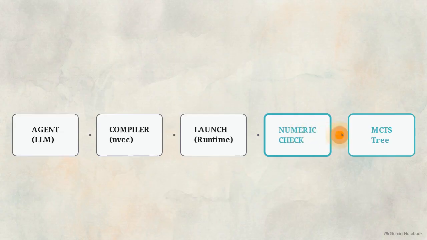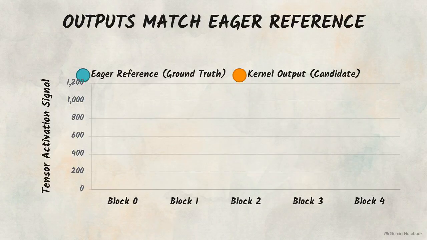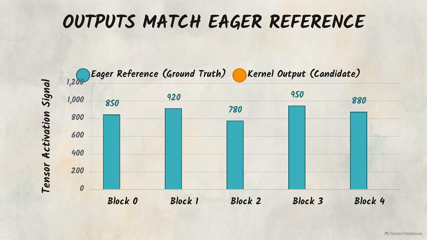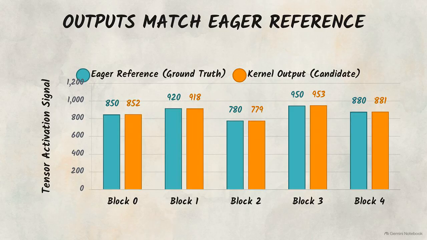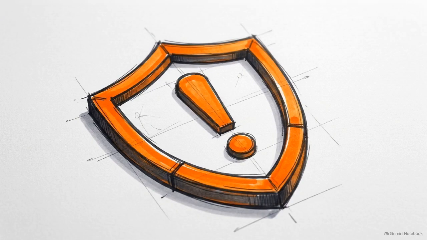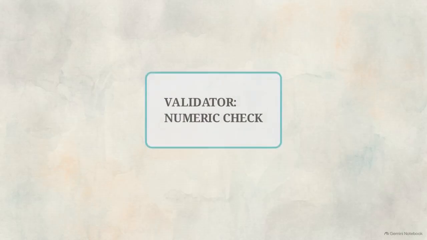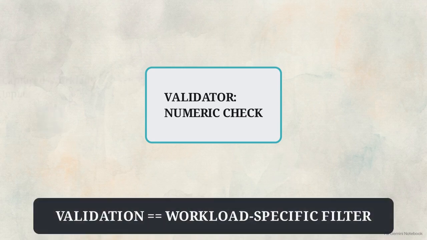Success is defined strictly by the numeric check. The generated kernel's outputs must match the PyTorch eager outputs captured during the ingestion trace, within an accepted tolerance. But passing this check comes with a critical limitation. This validation is strictly a workload-specific filter.